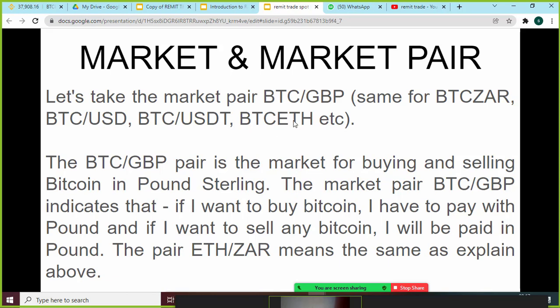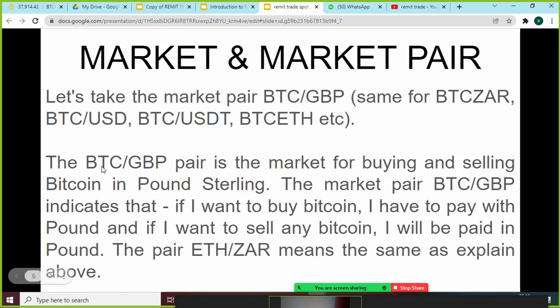Under a market, when you go to the market to buy something, you are not going to buy everything in the market. You go to a particular place where what you need is, or where your buyer is, or where your seller is, so that the exchange can continue. So if you look at BTC GBP, this is a pair. This pair is a market for buying and selling in pound sterling. That means you are using pound sterling to buy Bitcoin. That's what this pair means. So this pair, BTC GBP, indicates that if you want to buy Bitcoin, you have to pay with pound. And if you want to sell Bitcoin, you will be paid in pound.